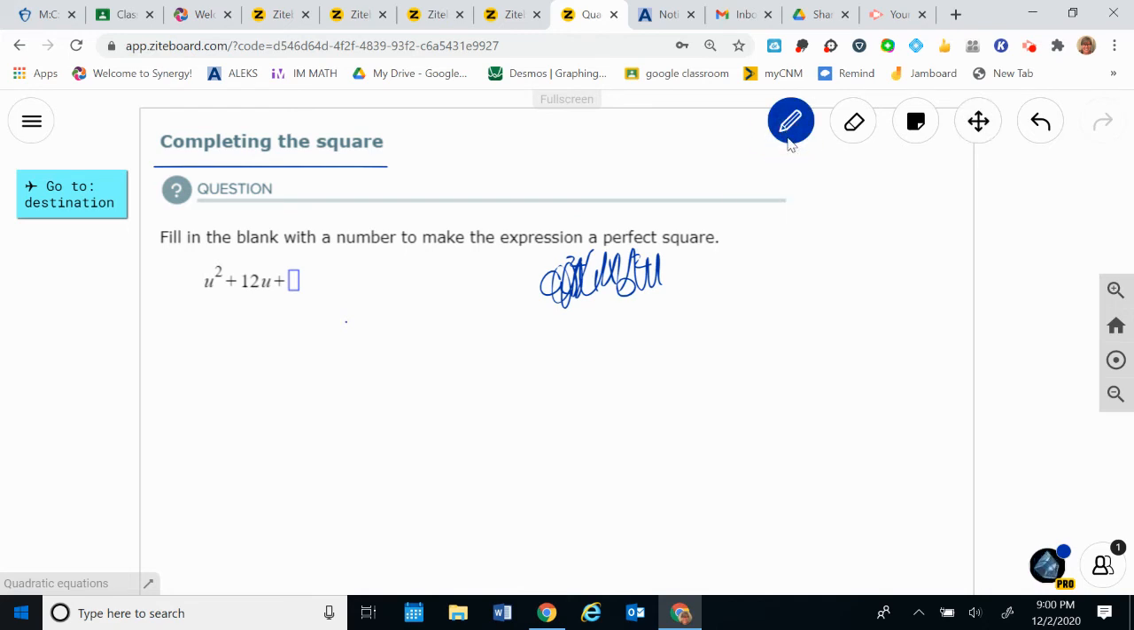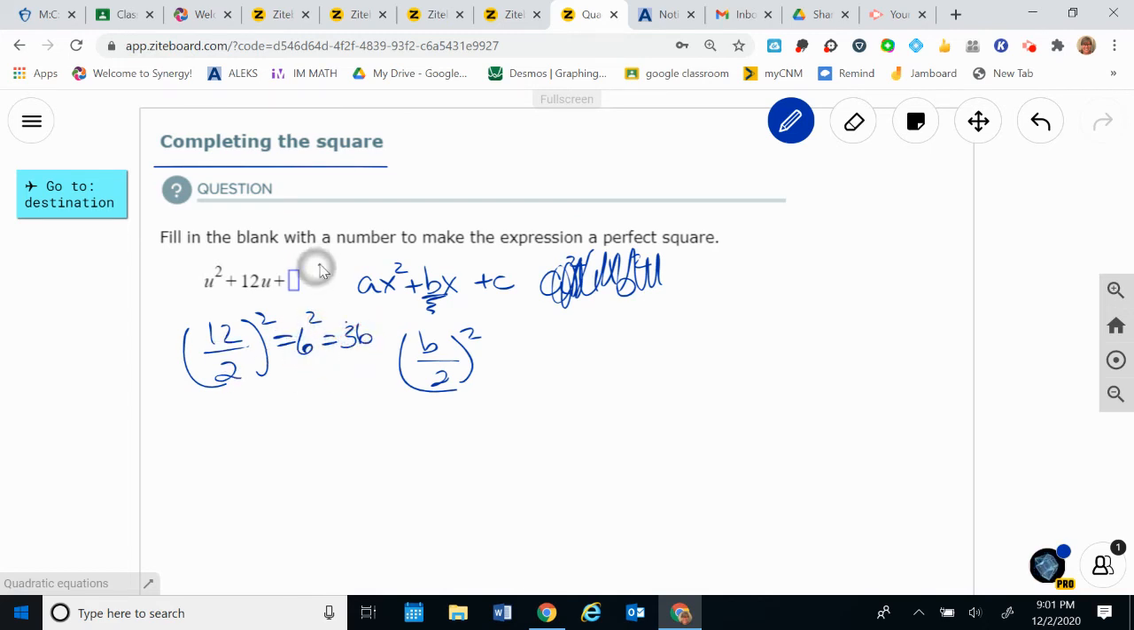All right, so here's the thing. If you have ax squared plus bx plus c, this is a standard form of a quadratic. To complete the square, you take b, divide it by 2, and square it. So in other words, I take 12, divide it by 2, and square it. 12 divided by 2 is 6, and 6 squared is 36. So when I complete the square, I'm going to change that to 36.